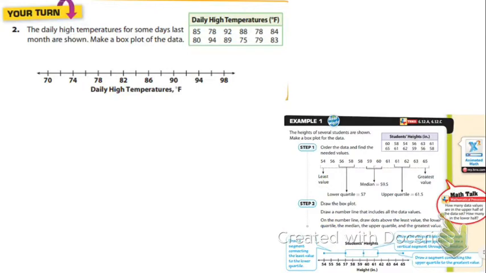All right, so now I'd like for you guys to go ahead and try your turn number 2, please. I left the example there, so a good way of starting off, ladies and gentlemen, is what I did earlier. Put the least value, then go ahead and put your lower quartile, your median, your upper quartile, and then your greatest value. This, in my opinion, makes it a little easier to set up the data.